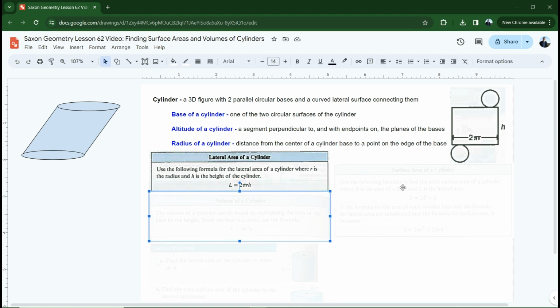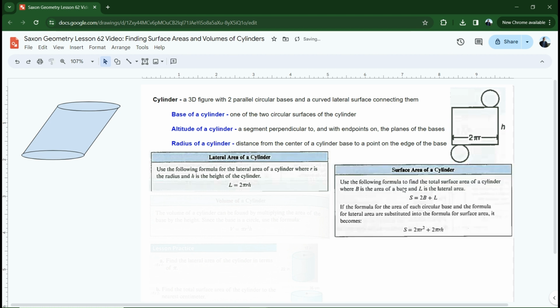The surface area of a cylinder is going to be that lateral surface area plus the area of the two bases. Okay, so pi r squared gives us the area of one of the bases. We're going to multiply that times 2 because the bases have to be congruent to each other to make the kind of cylinders that we're going to be working with.